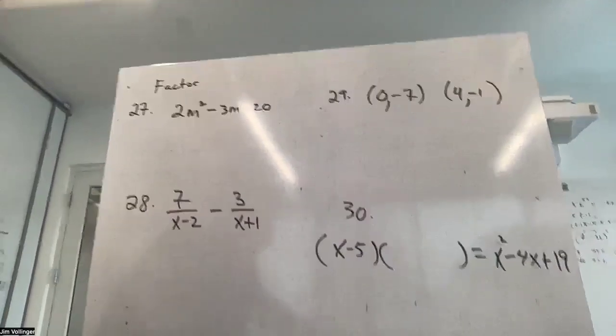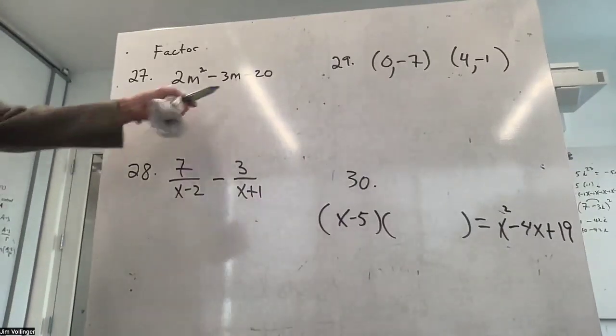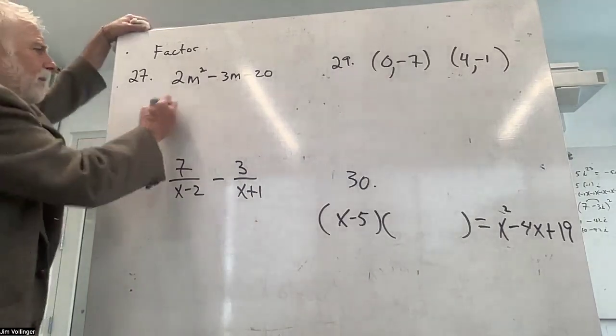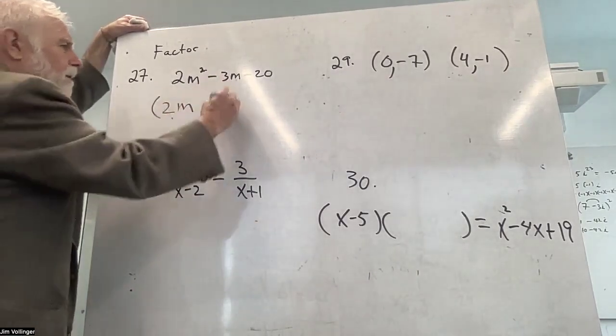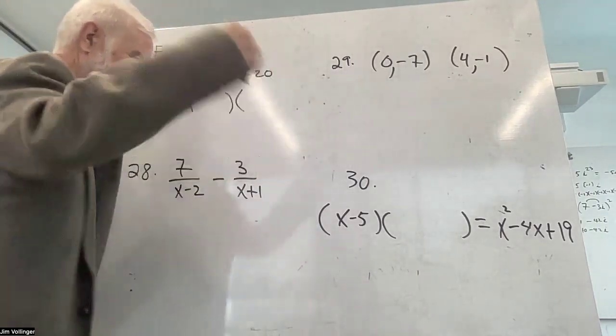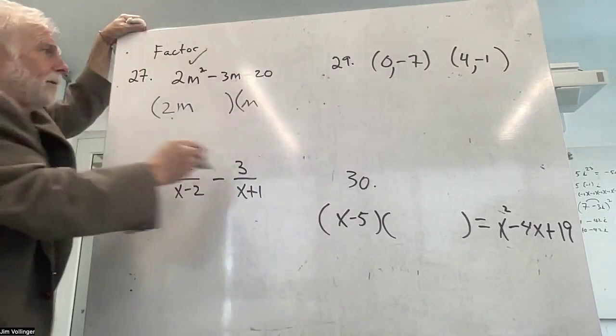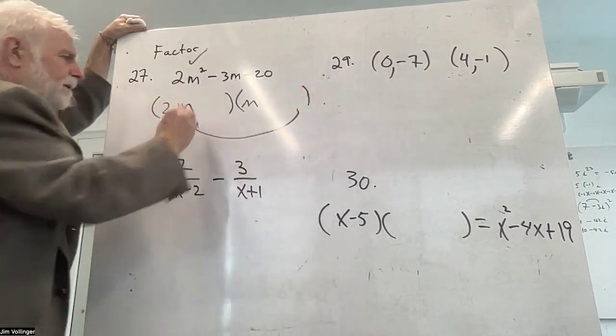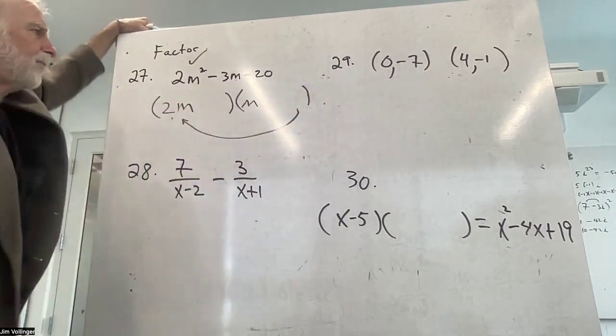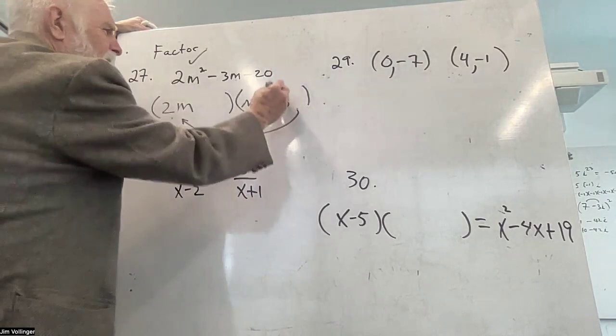All right, let's get this here. 2m squared minus 3m minus 20. Well, I'm going to write what I know has to be true. Hope this marker lasts a little longer. 2m times m. Oh, I got that one. Now, I know whatever I pick is going to be doubled, and I want to get near 3. How about I try 5?